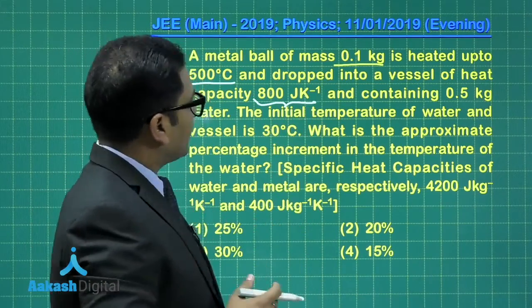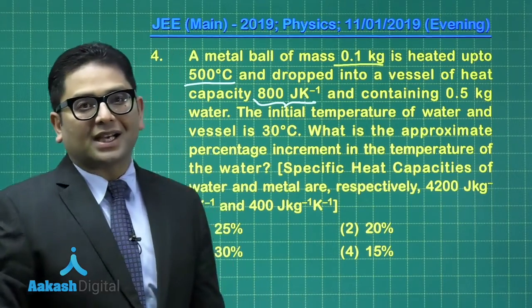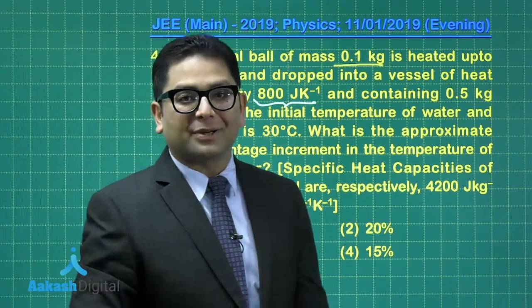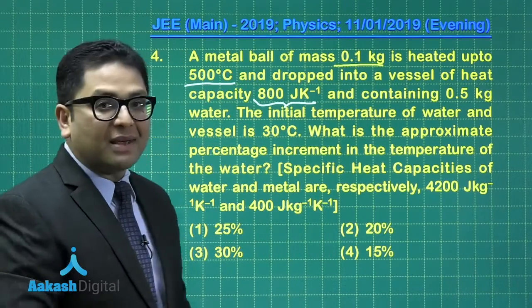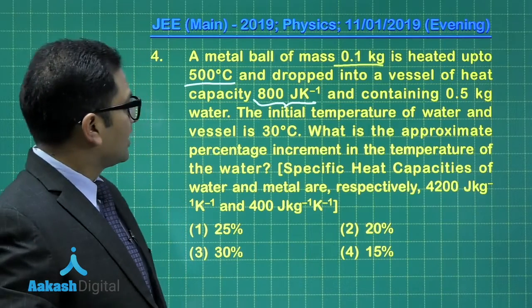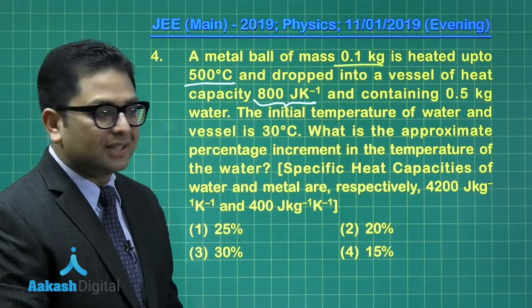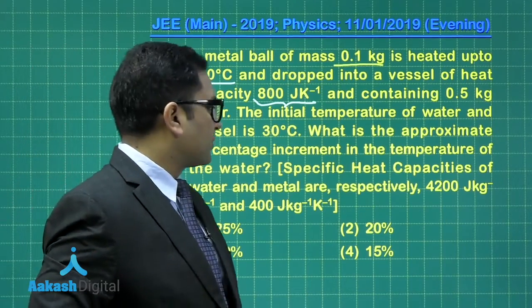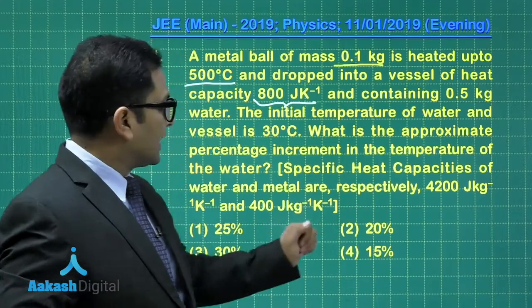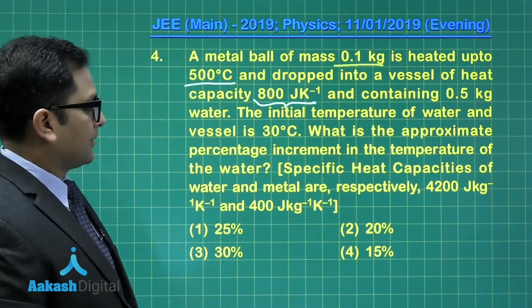This is not specific heat capacity. Be careful, heat capacity. Of course, the product of mass and specific heat capacity. And it contains 0.5 kg water. The initial temperature of water and vessel is this much. So you need to calculate the percentage increment in the temperature of water, and all the data has been given. Specific heat capacity of water and metal has been given.